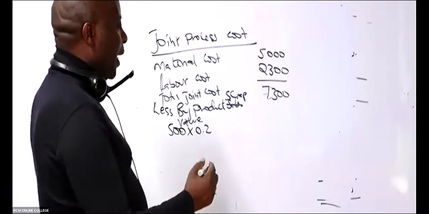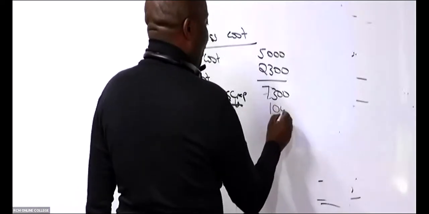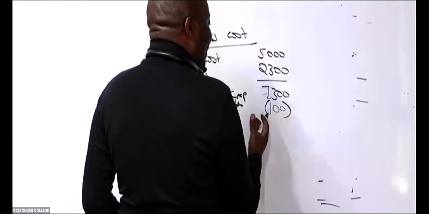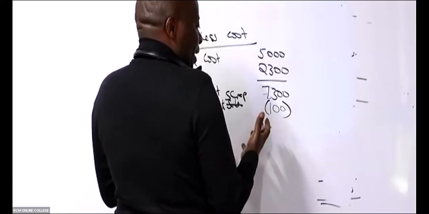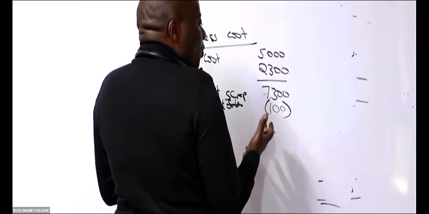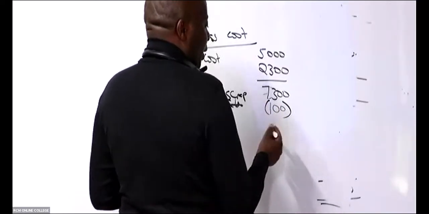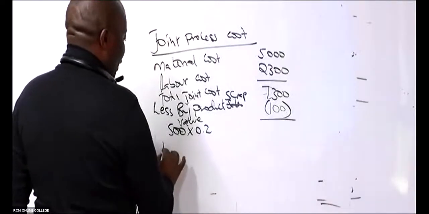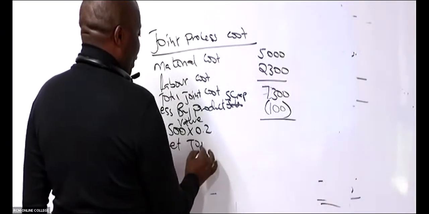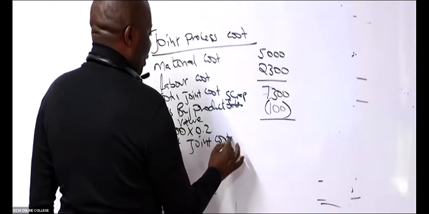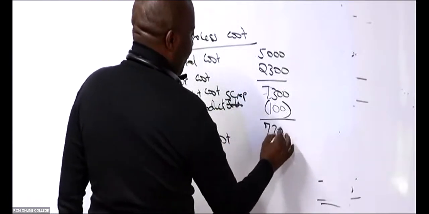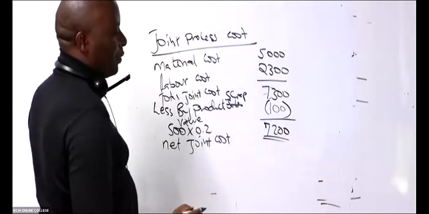So then this gives me 100. Remember, the byproduct relieves you. It reduces your total cost. So in this case, here you come and give us the net joint costs for apportionment: 7,200.